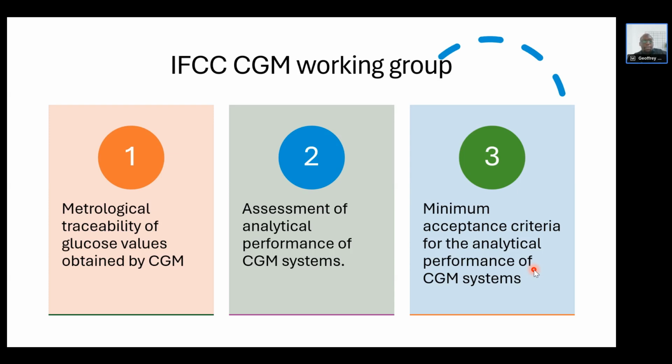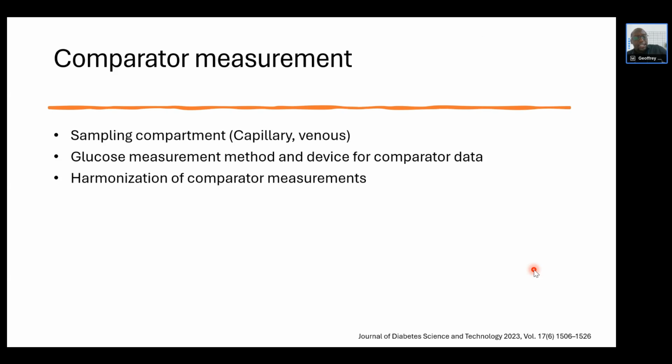for analytical performance? So as I did indicate, part of the challenge is that if I want to assess the performance of a continuous glucose monitor, what do I want to compare that glucose to? Do I want to compare it to a glucose level in capillary blood? Do I want to compare it to venous blood? What is the ideal comparator?